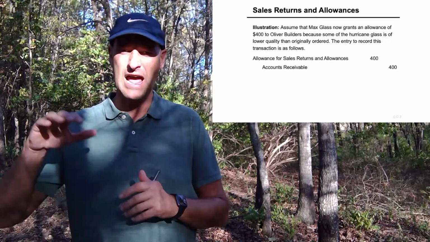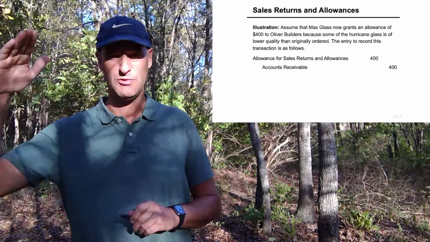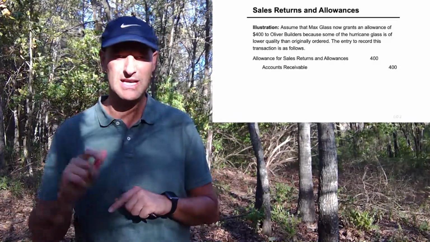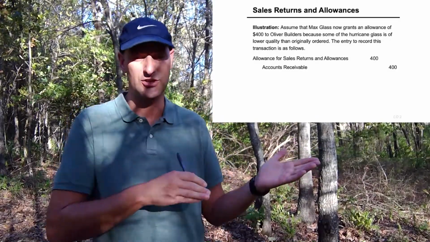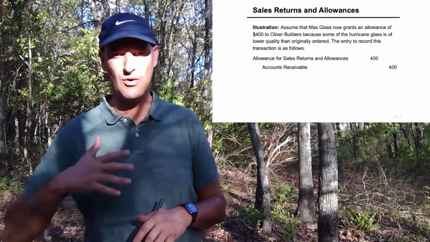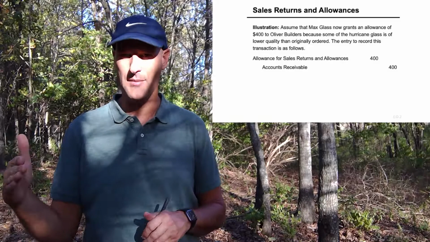The entry to record this transaction is, first, we're going to debit the allowance for sales returns and allowances. So, at first, we estimated the amount of the allowance, and we recorded that as a reduction in sales and a reduction in the receivable. Now we actually know what it is. It's $400. We are going to record that $400, not that we're not going to get it. So we take the allowance away. The allowance we set up now goes away. But we simultaneously take the receivable away.